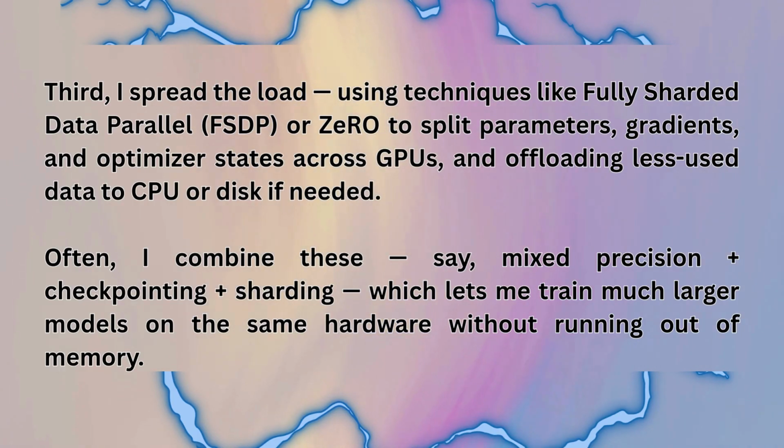Third, I spread the load using techniques like fully sharded data parallel, FSDP, or ZeRO, to split parameters, gradients, and optimizer states across GPUs, and offloading less used data to CPU or disk if needed. Often I combine these, say, mixed precision plus checkpointing plus sharding, which lets me train much larger models on the same hardware without running out of memory.